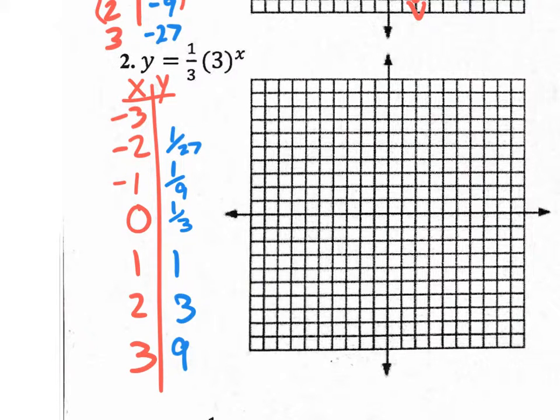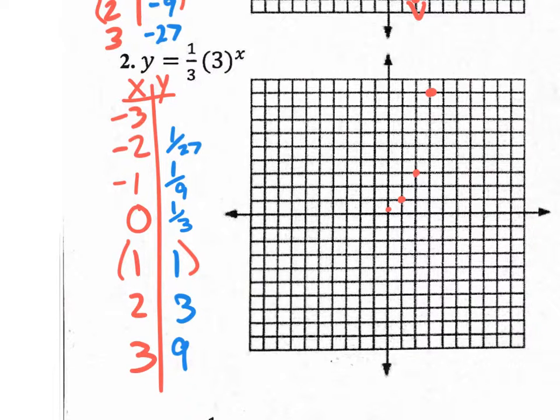So let's graph 0 and 1/3. 0 on the x, 1/3 of the way up. It's not even halfway up, just 1/3 of the way up. Right there. And let's go to 1, 1. 1 on the x, 1 on the y, that's easy. Let's go to 2, 3. 2 on the x, 1, 2, 3 on the y, there it is. And let's go to 3, 9, way up here, there it is.